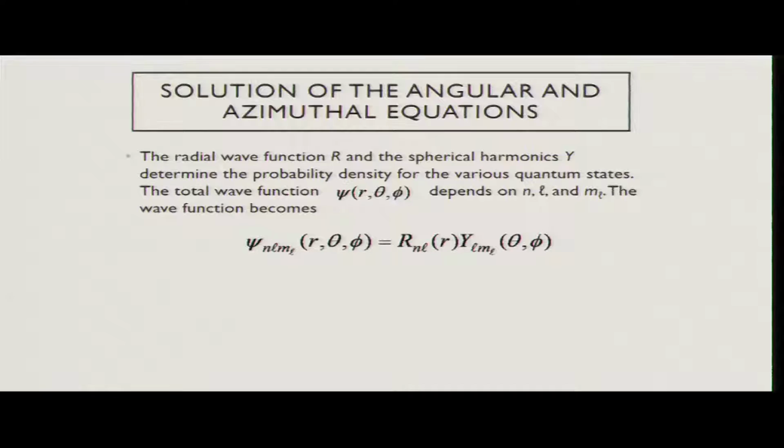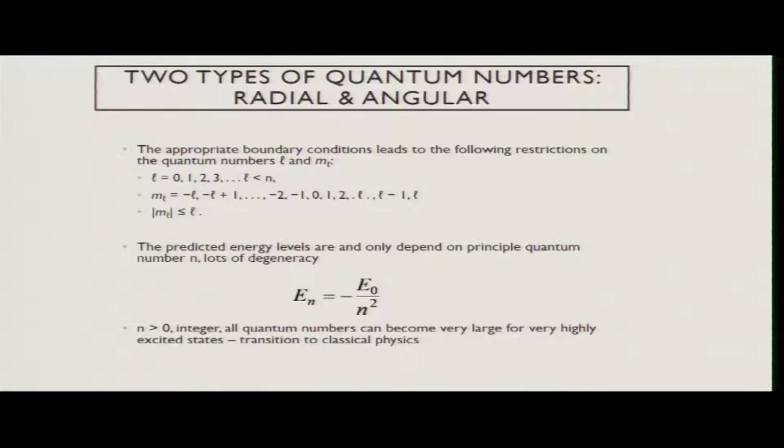The radial wave function R and the spherical harmonics determine the probability density of the various quantum states. The total wave function psi of r, theta, phi depends on n, L and m sub L. The wave functions therefore become a product function of the two cases, the radial part as well as the angular part. There are therefore two types of quantum numbers, radial and angular. The appropriate boundary conditions lead to the following restrictions on the quantum numbers L and m sub L.